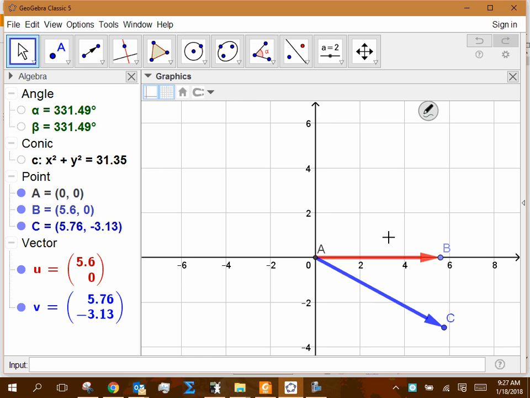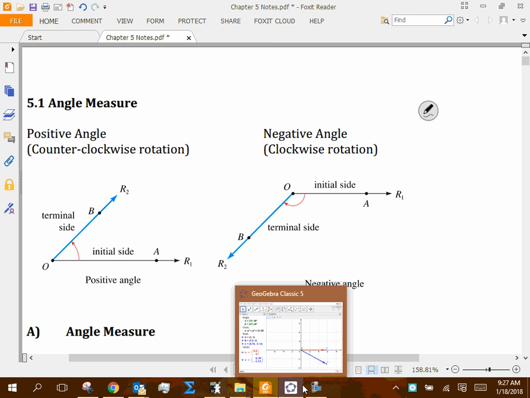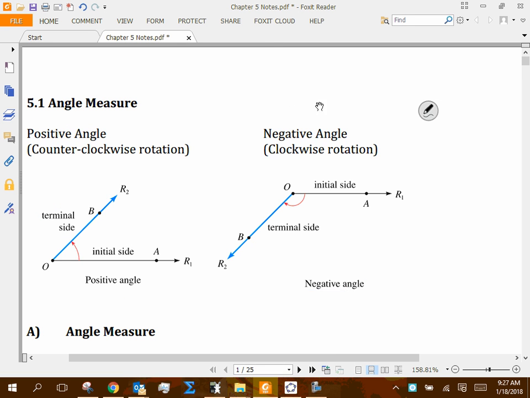Does that make sense? Okay. And really that negative just tells me a direction. So as you see in the notes here, situation 2 here, where it says negative angle, you move in a clockwise rotation. It doesn't mean that the angle isn't there. The negative just means it is a directional type thing.